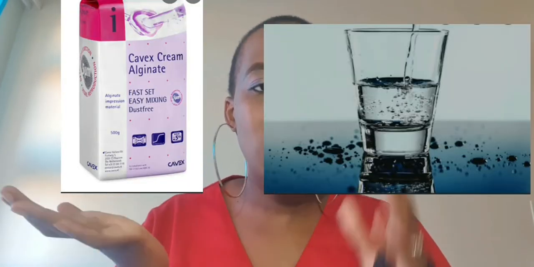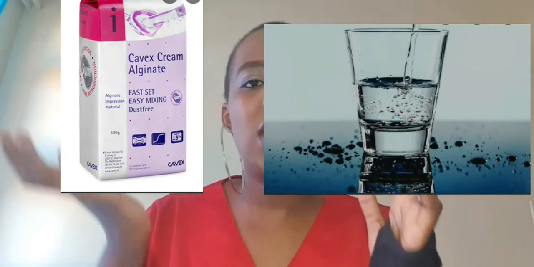So the advantages of alginate: it's ease of manipulation. We have the powder substance, alginate, and there's water. We can manipulate either the powder or the water, especially the water, to get the consistency that we are looking for. Then minimal equipment is required. When we're taking an alginate impression, you just need the alginate powder, water, a flexible mixing bowl, your mixing spatula, and your trays, obviously, to actually take an impression.